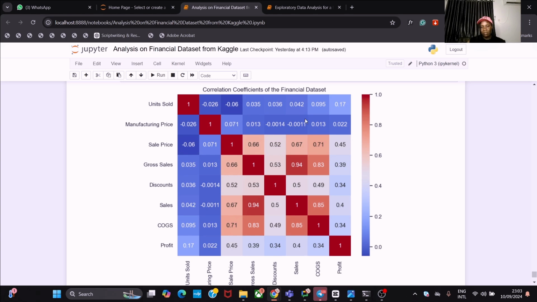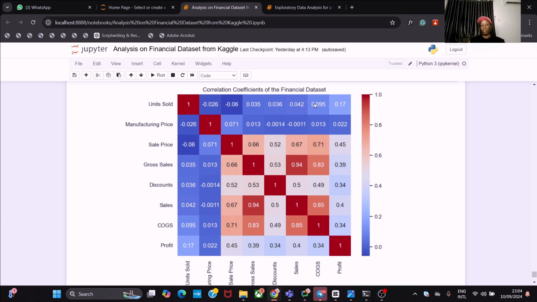Now what is this trying to say? This is trying to say that an increase in units sold will lead to an increase in cost of goods sold. Let me explain how that can happen. The more units you sell, the more cost you incur in production.